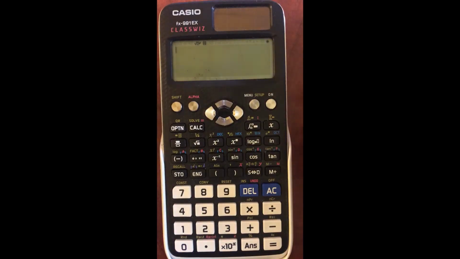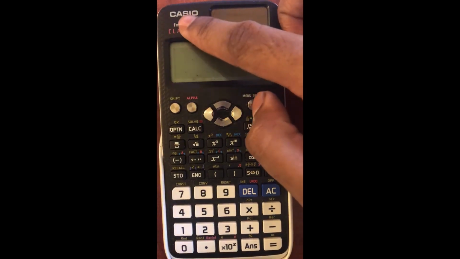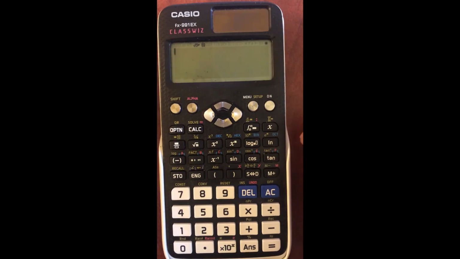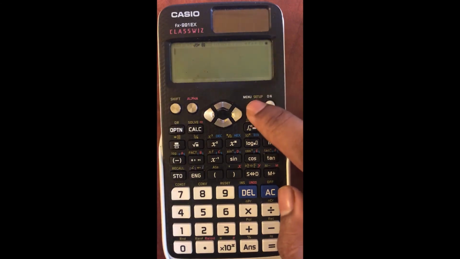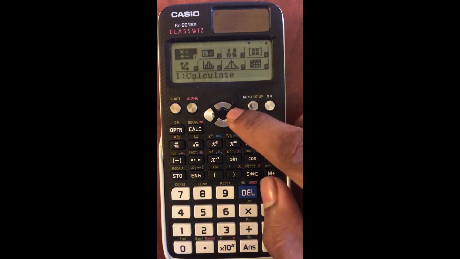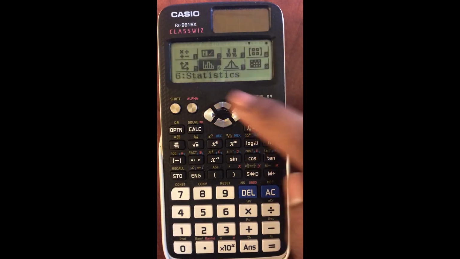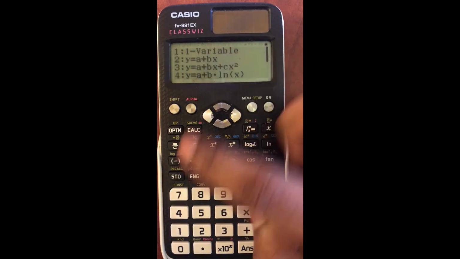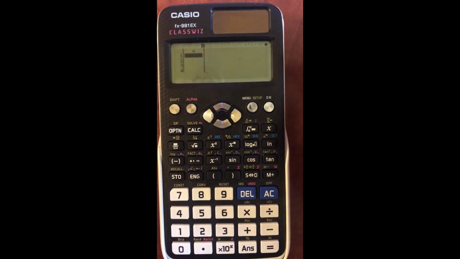So how do we calculate the sample standard deviation using the calculator? Here I have the Casio FX-991EX. On this calculator, first you click on the menu setup, and here you will see number 6 gives you statistics. So you click on 6, and you're considering only one variable, so you click on 1, and then you enter the data.